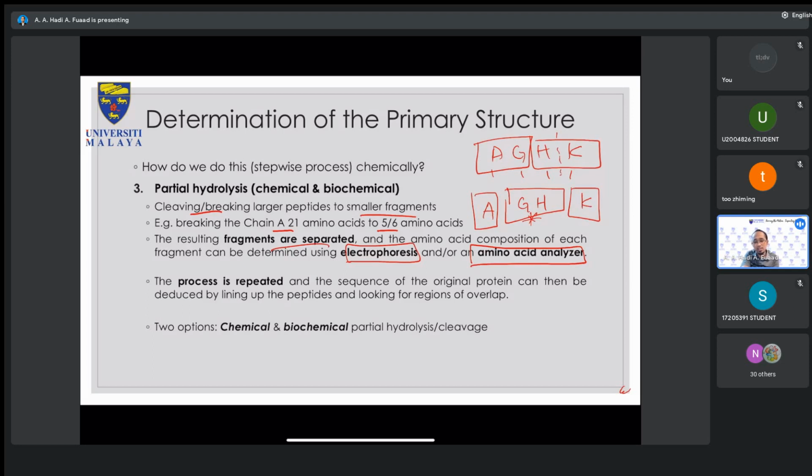Amino acid analyzer basically analyzes one amino acid at a time. So if you get a separation like this, then the amino acid analyzer can analyze A and K very clearly, or perhaps G and H as well. Amino acid analyzer is a broad term that you will see in the next few slides.